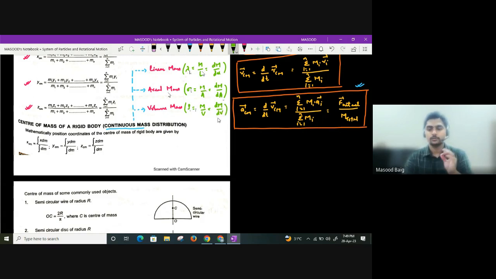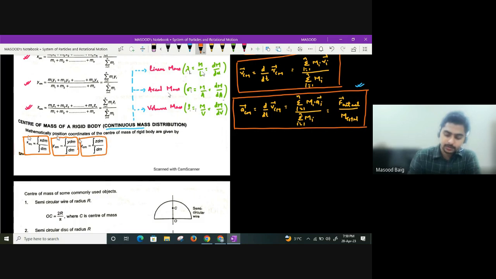Clear, all of you? Point objects are given a direct formula. But if continuous masses are there, there is no direct formula, guys. So whenever continuous masses are given, what should we do? We should consider a small element of that particular continuous mass, find out the coordinates of the center of mass of the given element, then perform integration. So what are we going to get? How are we going to get the x coordinate of center of mass here? It will be integral x dm divided by integral dm. Y coordinate: integral y dm divided by integral dm. Z coordinate: integral z dm divided by integral dm.